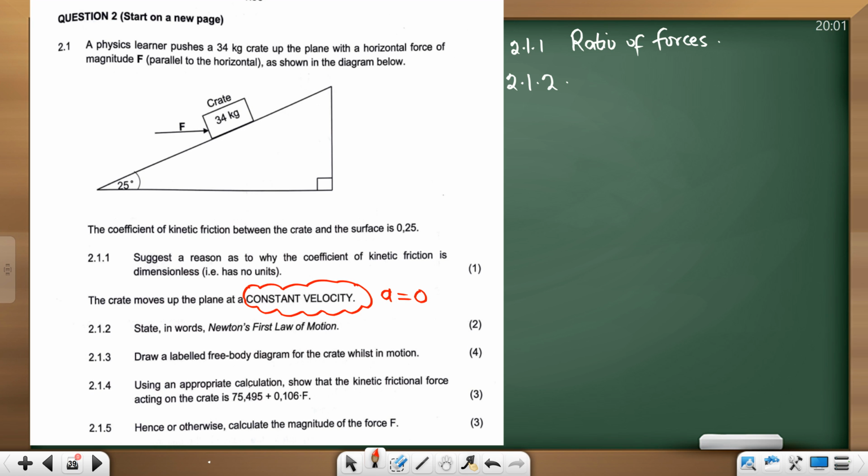All right, guys, draw a free body diagram. I need you to draw this. Quickly, everybody. Draw this. Please draw the free body.